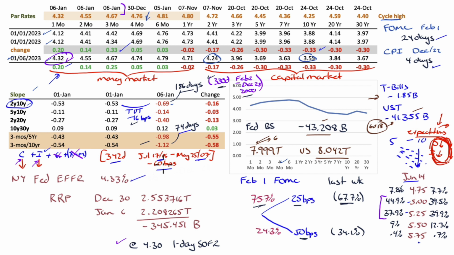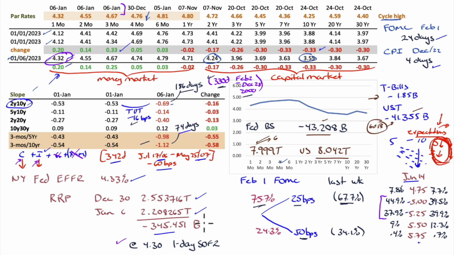Effective federal funds rate from New York Fed is 4.33, and we do now have the 30-day pretty much equal to the effective federal funds rate. Efficiency is back. Reverse repo on December 30th jumped to 2.55 trillion, but it always jumps the last day of the month for end of month positioning, and then of course it was all released back, 2.2 trillion. Which is negative 345 billion.